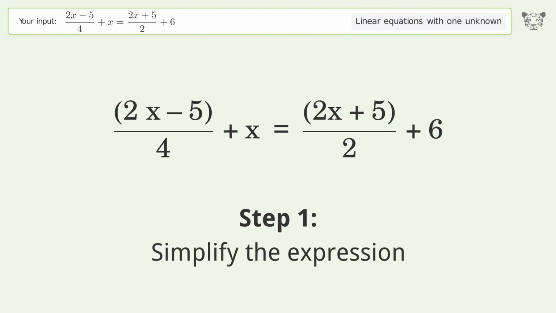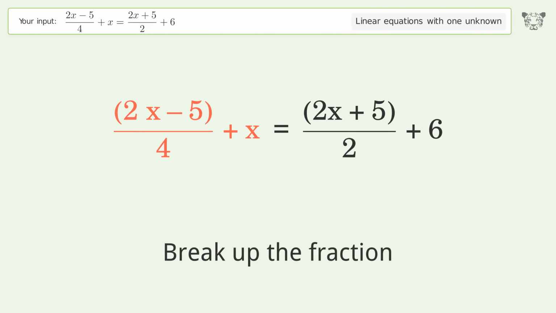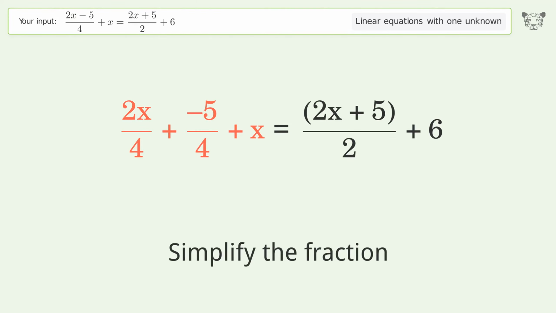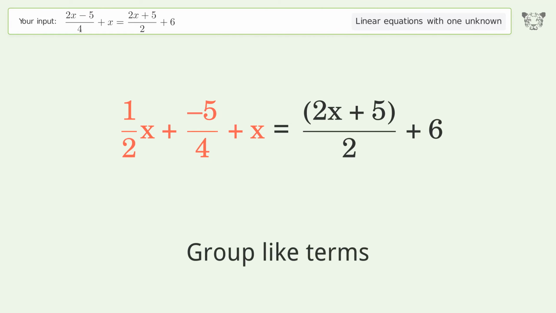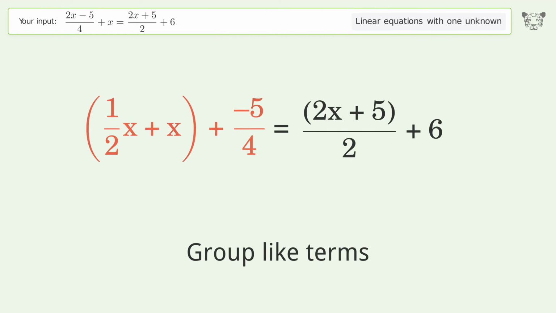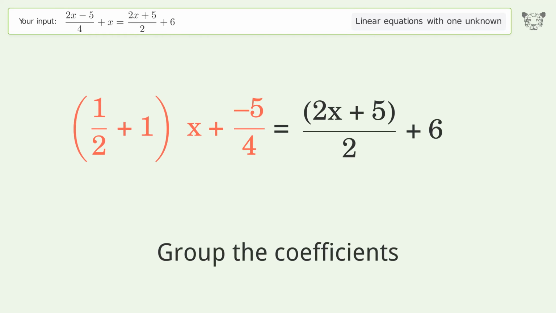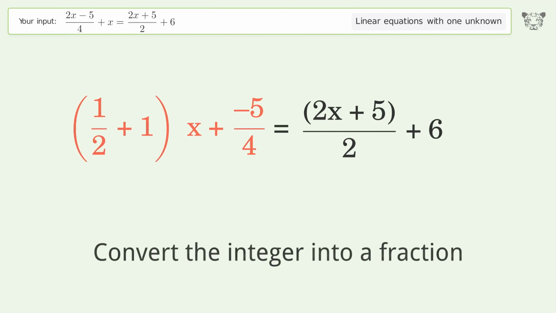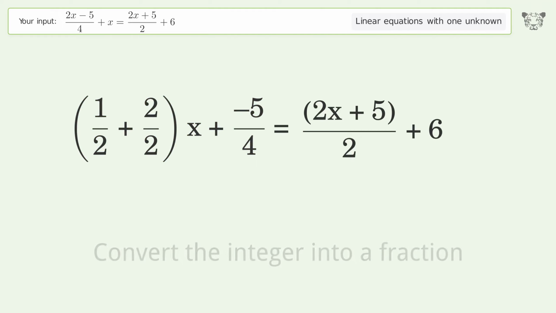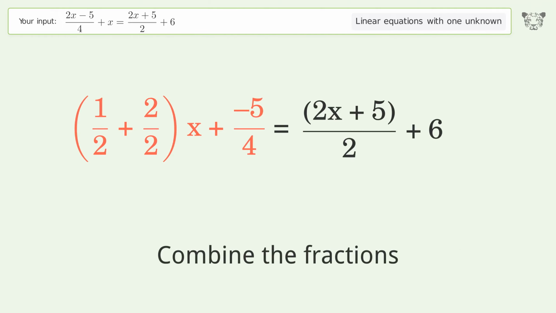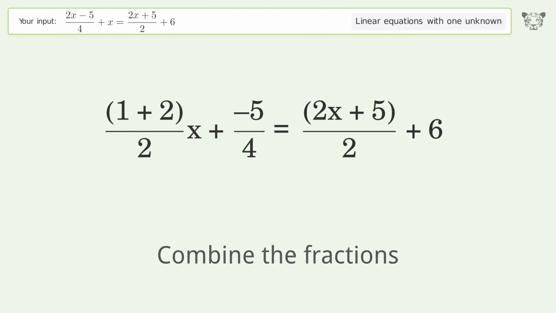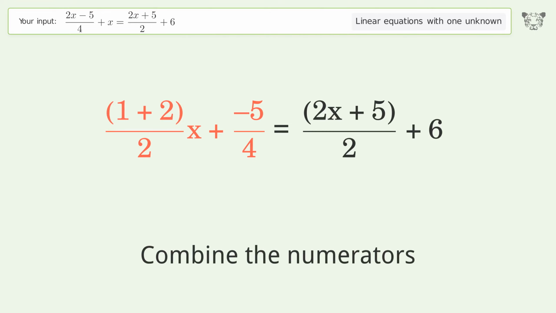Simplify the expression. Break up the fraction. Simplify the fraction. Group like terms. Group the coefficients. Convert the integer into a fraction. Combine the fractions. Combine the numerators.